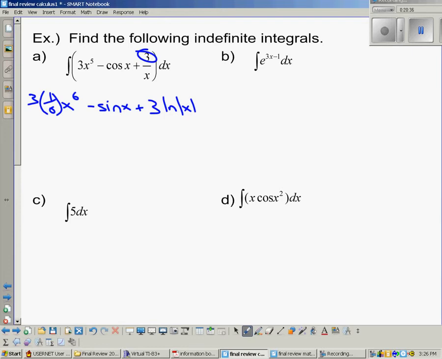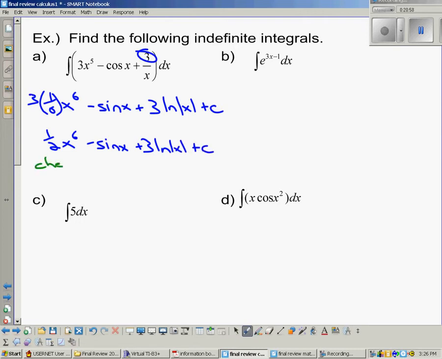Okay, the last thing you need to make sure you remember when you're finding indefinite integrals is plus c. There could be any constant tacked on to the end. So simplified will give us 1/2 x to the 6 minus sine x plus 3 ln of absolute value of x, plus c.